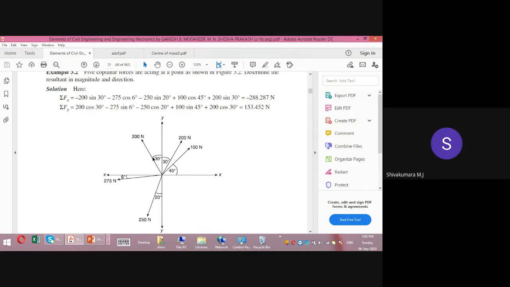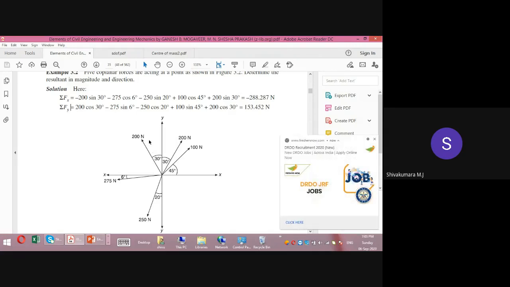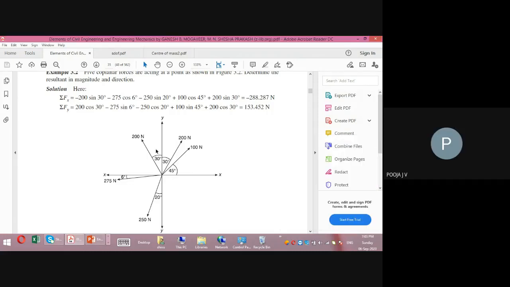What is the vertical component of this 200 Newton force? Sir, 200 cos 30. Yeah, and the horizontal component is? 200 sine 30. Yeah, what is the horizontal component of the 275 Newton force? So 275 cos 6 degrees. Good. The vertical component is? 275 sine 6 degrees. Yes, good.